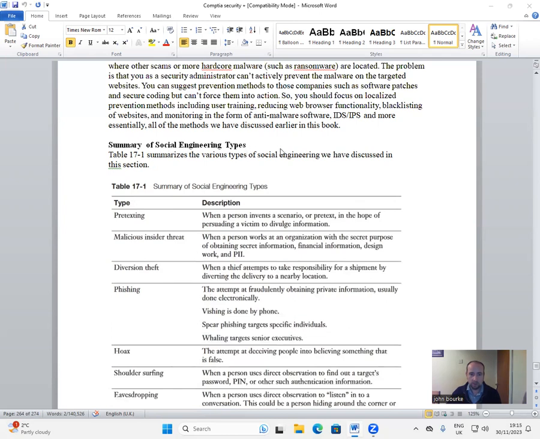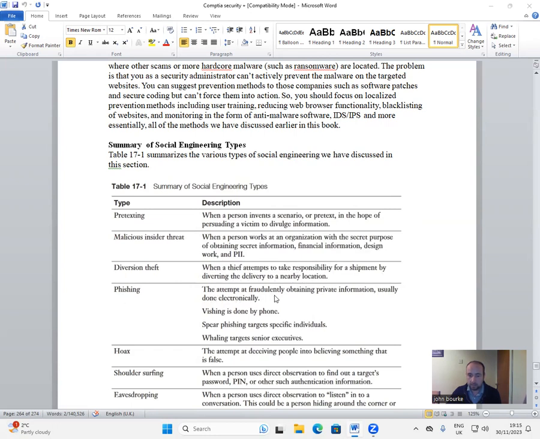Summary of social engineering types. Table 17.1 summarizes the various types of social engineering we've discussed in this section. Type, description. Pretexting, when a person invents a scenario or pretext in the hope of persuading a victim to divulge information. Malicious insider threat, when a person works at an organization with the secret purpose of obtaining secret information, financial information, design work. And diversion theft, when a thief attempts to take responsibility for a shipment by redirecting the delivery to a nearby location.